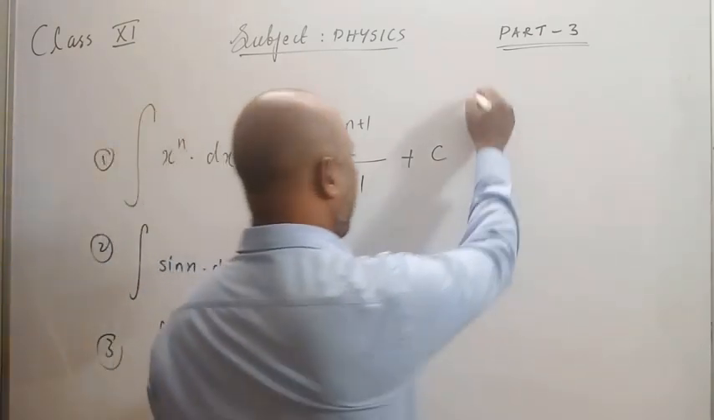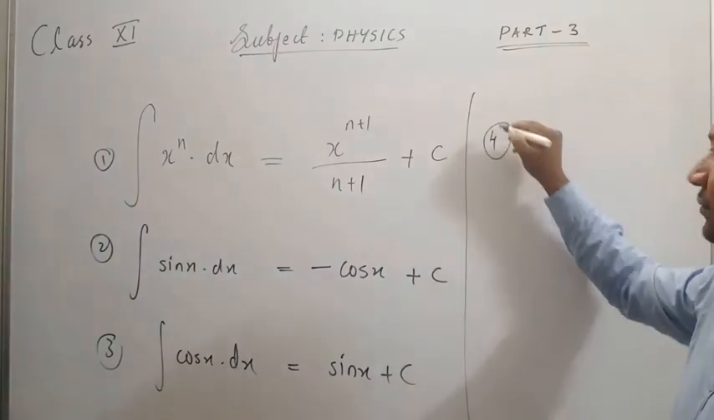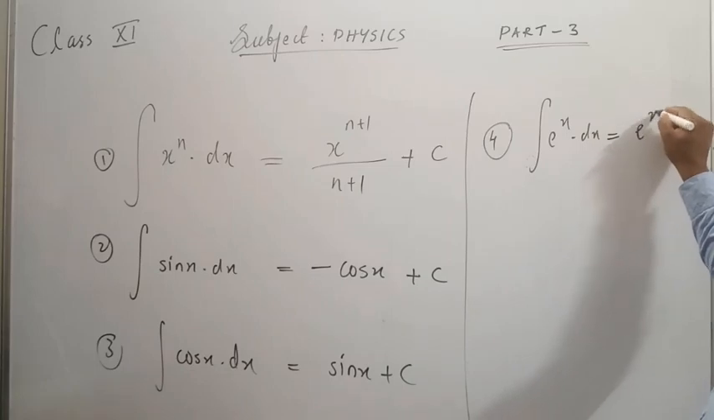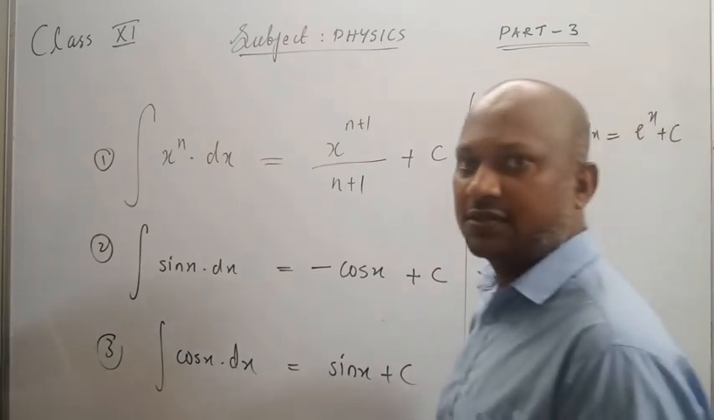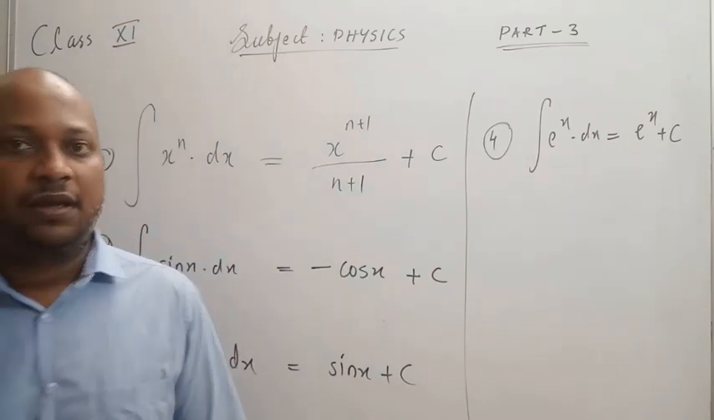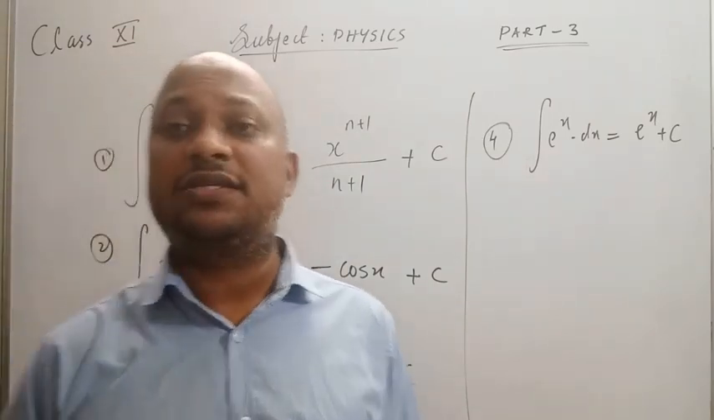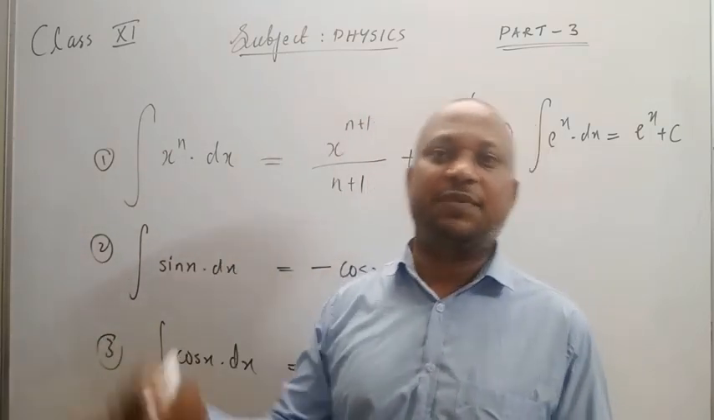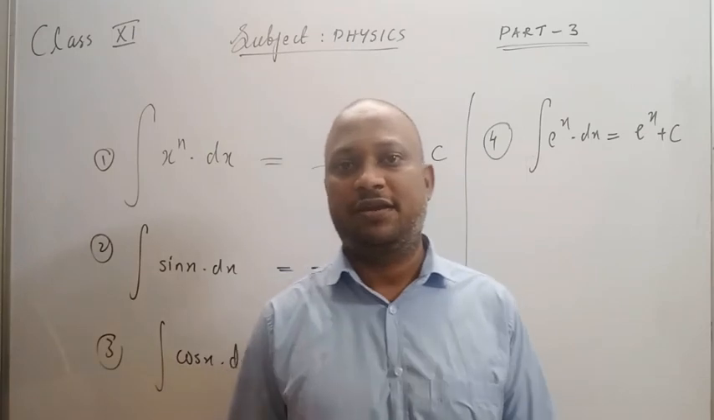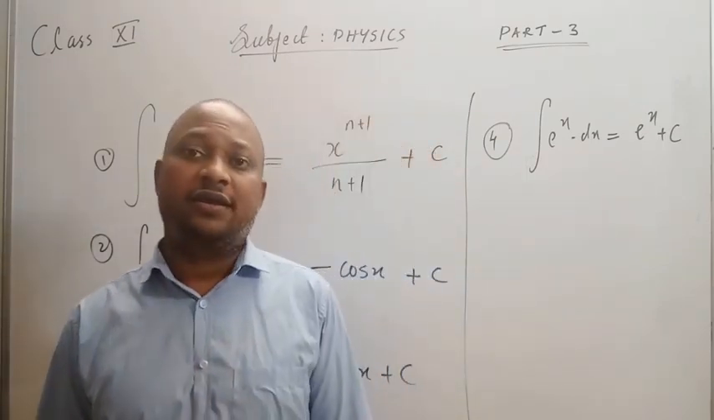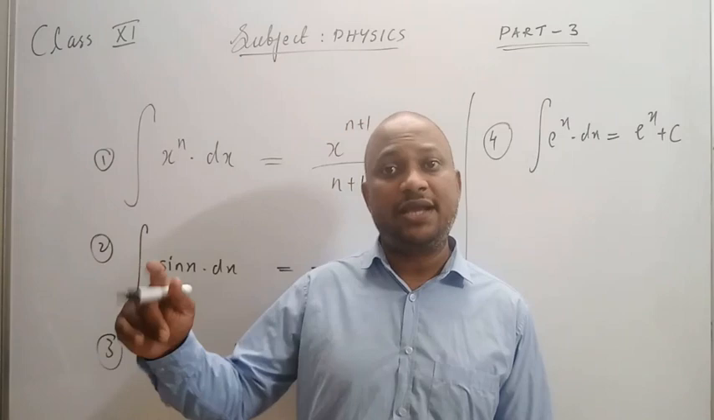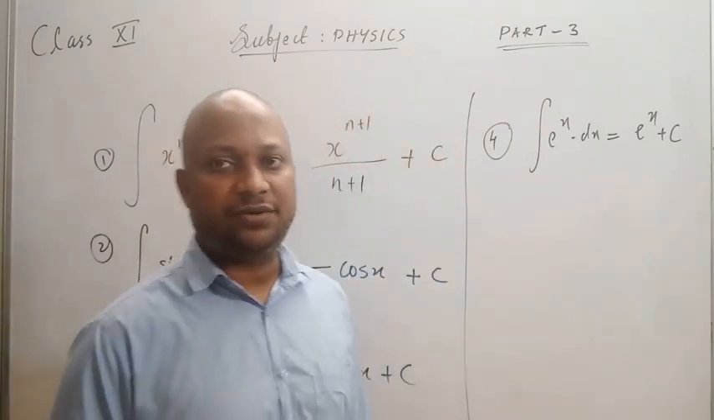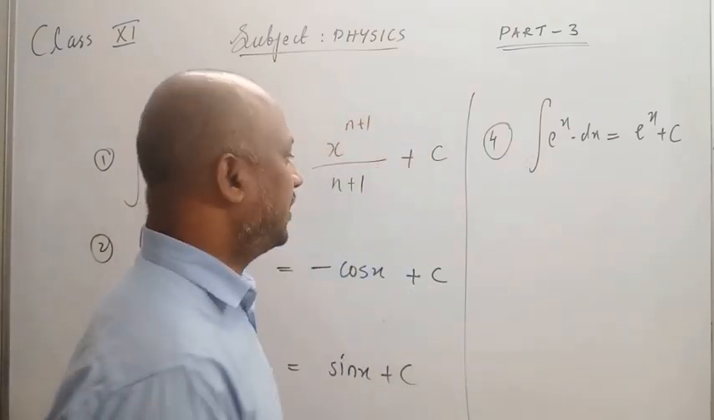And we have another one: integration of e to the power x dx, and the answer is the same, e to the power x. And all those formulas that you have learned in differentiation, if you put the integration sign on the RHS, you will get the LHS. For example, the differentiation of tan x is sec squared x, so if you integrate sec squared x, you will get tan x. Similar to that, all the formulas are applicable.